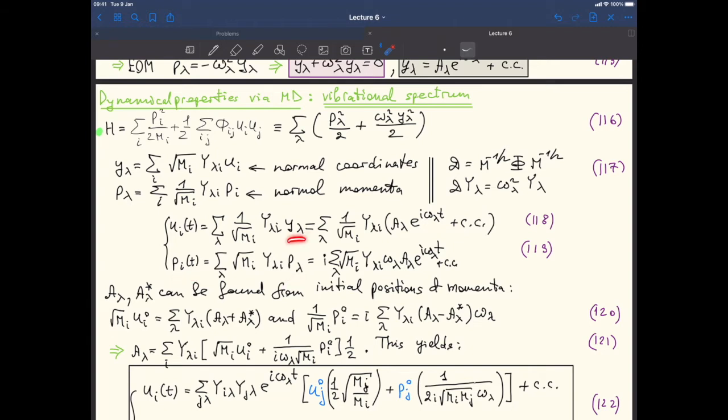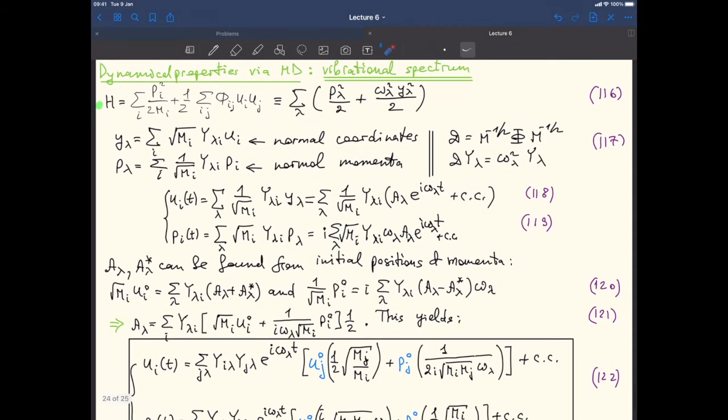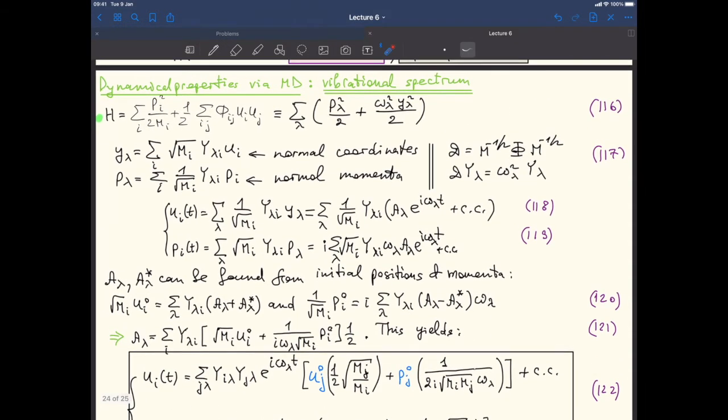And now we know what y lambda is, and p lambda is just the time derivative of y lambda. So we can substitute them in here, and we arrive at this formula for these two, the displacement and the momentum. What is yet undetermined are these constants, a lambda and a lambda star. So we need to determine them, and this can be done in classical mechanics by applying initial conditions.